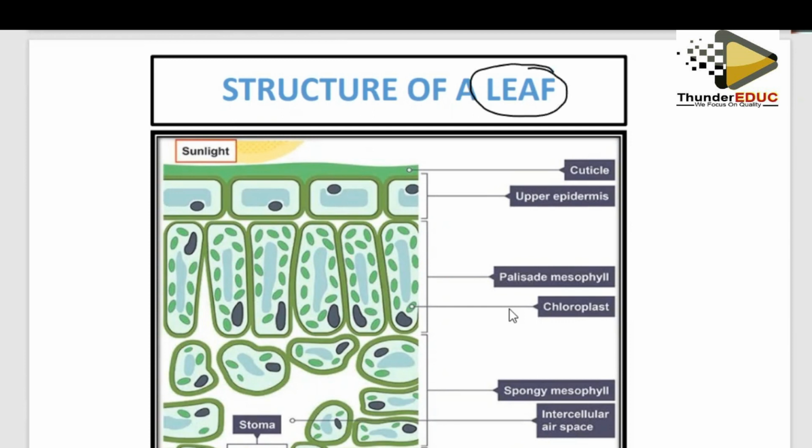But the leaf has its adaptations for it to carry out this process of photosynthesis. There are some things which must be present in a leaf so that photosynthesis can take place. In other words, the adaptation of a leaf to carry out photosynthesis.